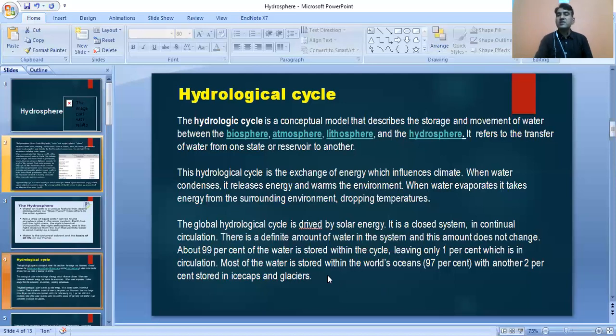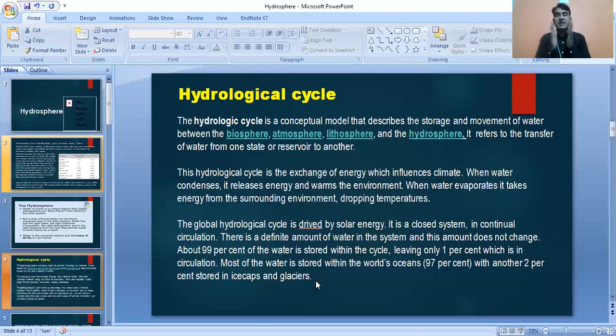So most of the water is stored within the world's oceans. Everybody knows about that. We already discussed that 97% of water has been found in the oceans and seas, with another 2% stored in the ice caps and glaciers. If you watch my previous lectures, I had discussed the amount and distribution of water, fresh water, brackish or salty water, and how much water is present.